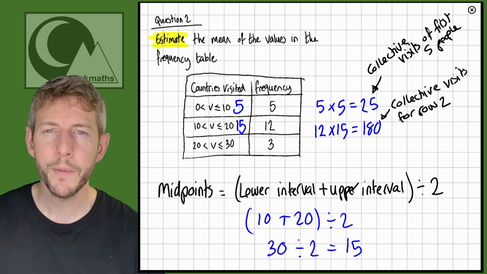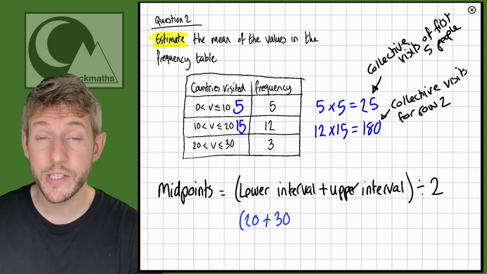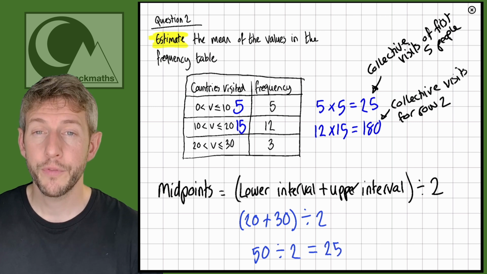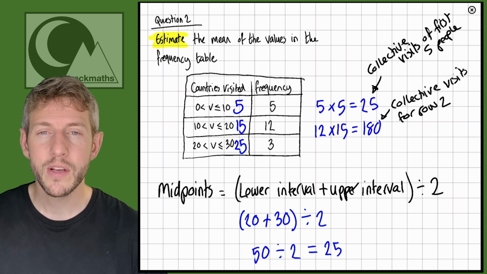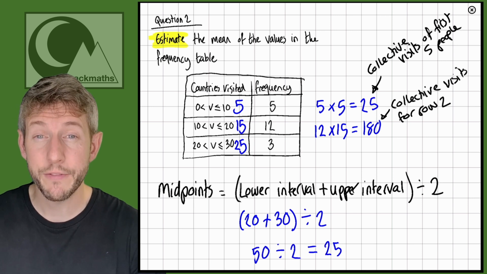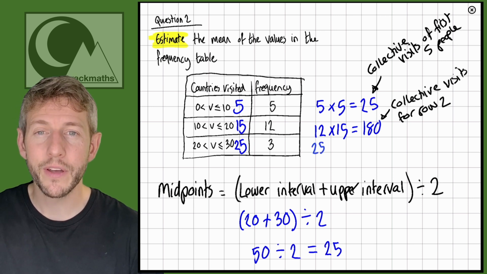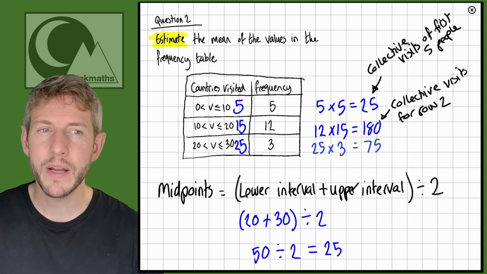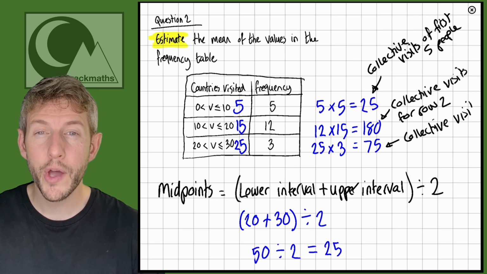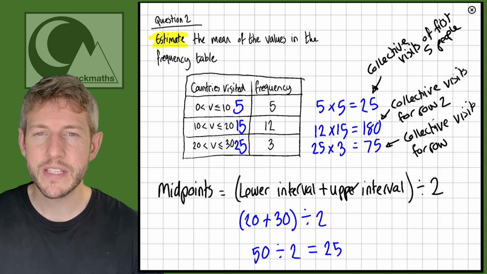Now let's do the third row. So the third row says 20 to 30 countries. So let's add those together, which makes 50. 50 divided by 2 is 25. So we're going to estimate each of these 3 people have visited 25 countries. So then we're going to do 25 times 3, and so that will give us 75. So we're going to say collectively those 3 people visited 75 countries.